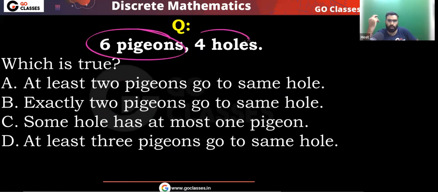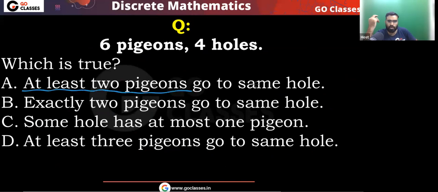Again, 6 pigeons, 4 holes. Again, the same question. At least 2 pigeons will go to the same hole. Yes. There will be some hole with at least 2 pigeons. Now tell me here. Exactly 2 pigeons will go to the same hole? No. Okay.